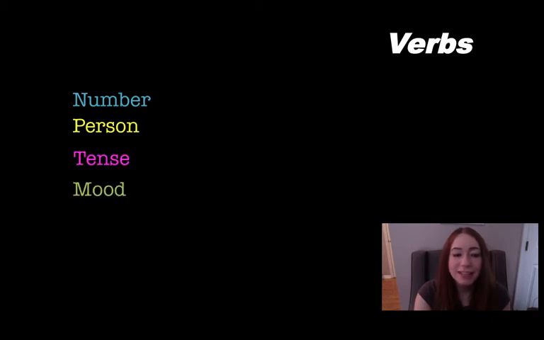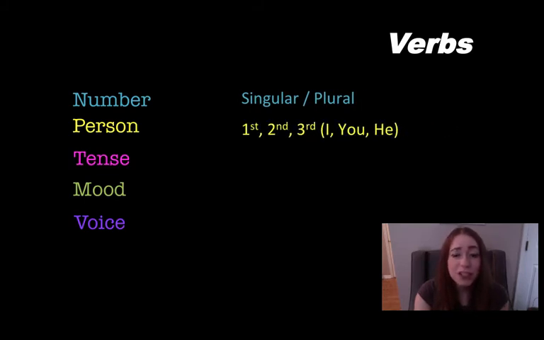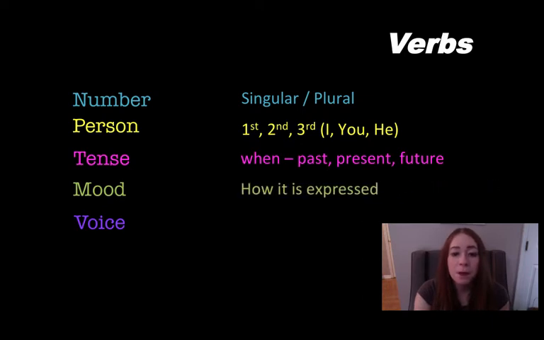Before, when we were taking a look at verbs, we realized that there were different aspects of them. The first aspect is number, then person, tense, mood, and then voice. And just to review, number again is singular and plural. Person is first, second, or third. Tense is when the verb is taking place. Mood is going to be how it's expressed. And the voice is going to be active or passive.